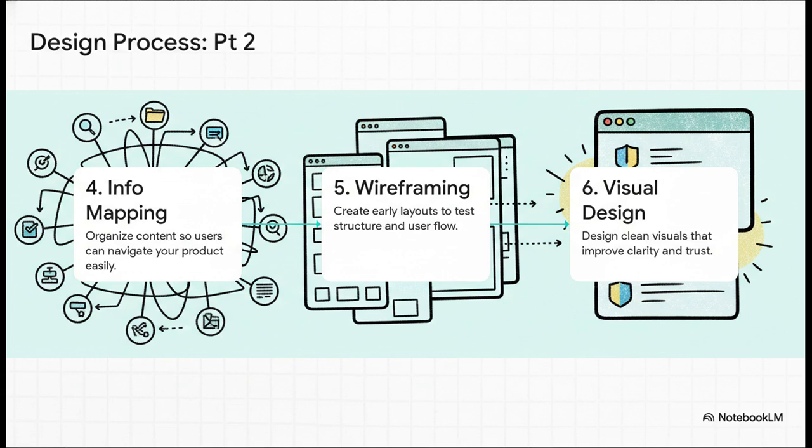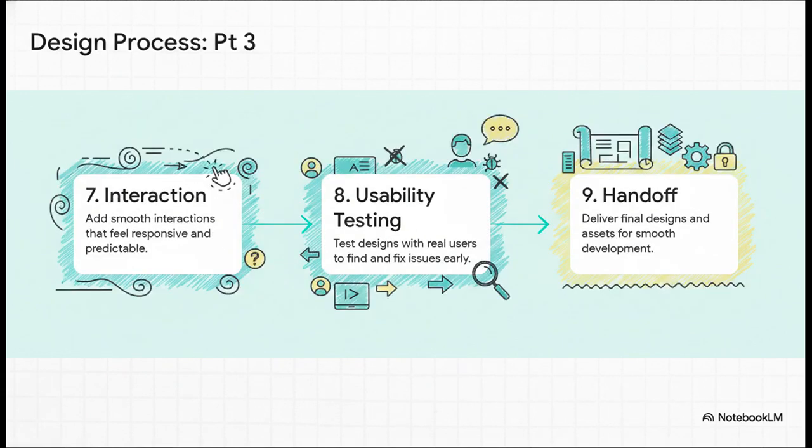And only when that's solid do you start painting the walls with visual design. This is where the look and feel comes to life. The colors, the fonts, everything that makes the interface clean, inviting, and trustworthy. Now it's time for the magic touches. Interaction design is all about how the product feels to use. Those smooth animations, the little clicks that just feel right.